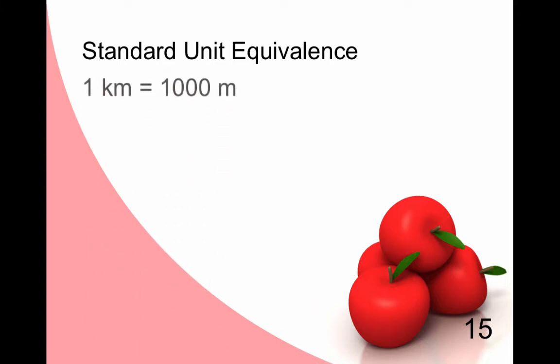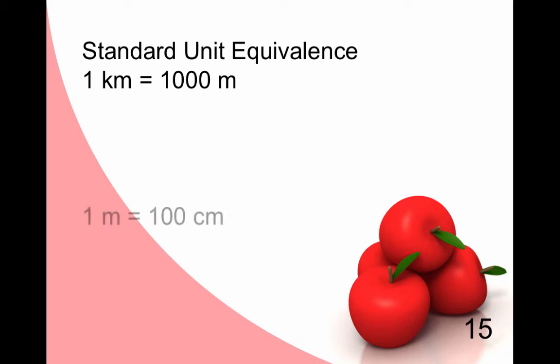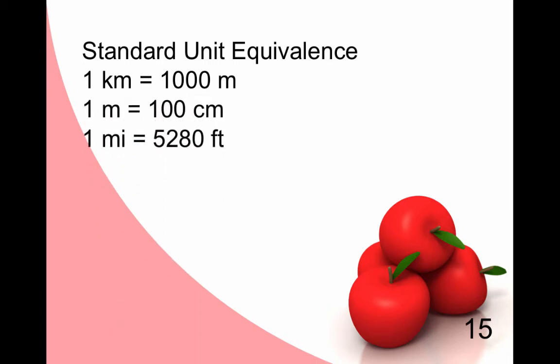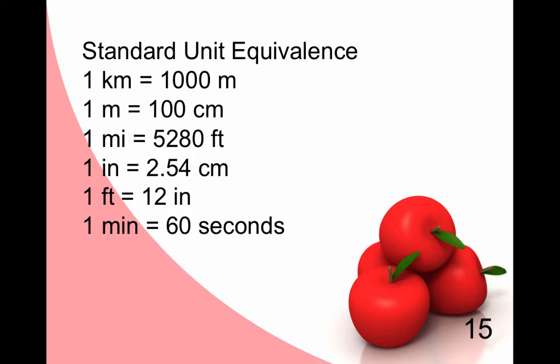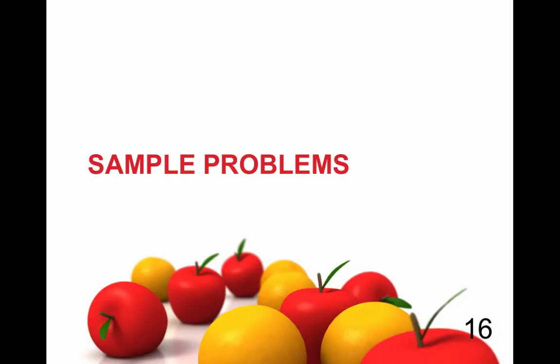Standard unit equivalence. 1 kilometer is 1,000 meters. 1 meter is 100 centimeters. 1 mile is 5,280 feet. 1 inch is 2.54 centimeters. 1 foot is 12 inches. 1 minute is 60 seconds. 1 hour is 60 minutes.